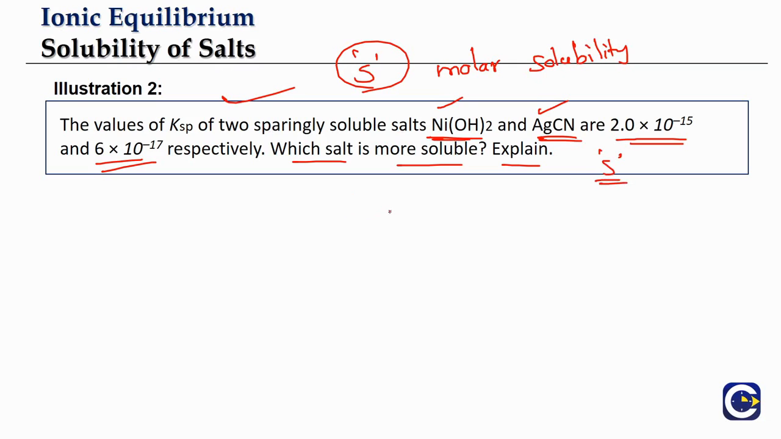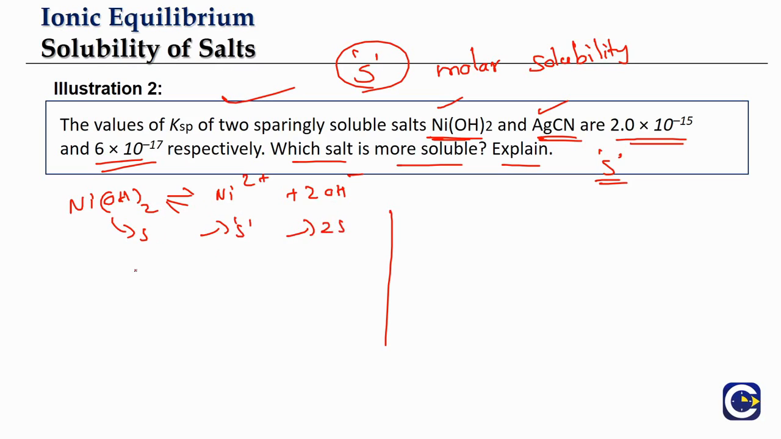So we'll just separate them out. What are the two salts given to us? Nickel hydroxide is one. On dissolving, it is going to give us nickel 2+ ions and 2 OH- ions. If S is the solubility here, we will get S, because every 1 nickel hydroxide gives 1 nickel 2+ ion, and 2 hydroxide ions will come, so 2S. So the saturation concentration of nickel 2+ is S, and the saturation concentration of hydroxide is 2S.